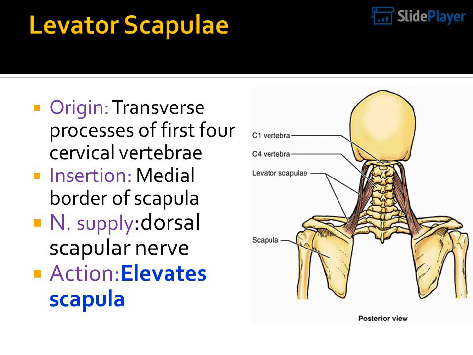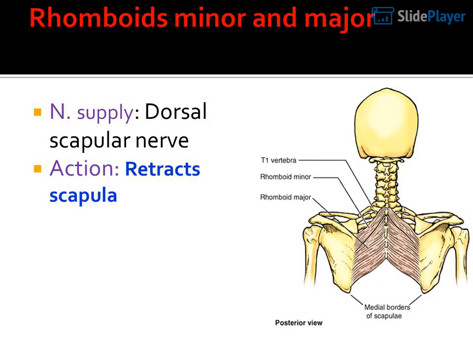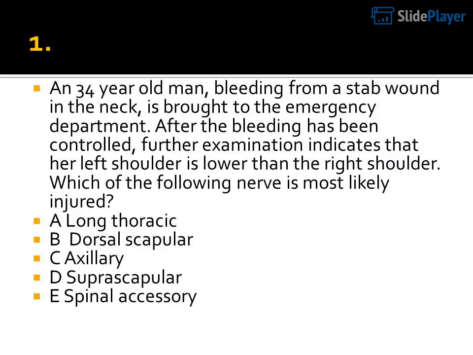Levator scapulae and supply, dorsal scapular nerve. Origin: transverse processes of first four cervical vertebrae. Insertion: medial border of scapula. Nerve supply, dorsal scapular nerve. Action: elevates scapula. Rhomboids minor and major. Nerve supply, dorsal scapular nerve. Action: retracts scapula.